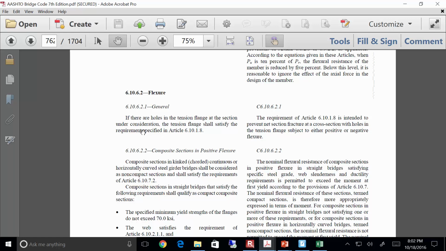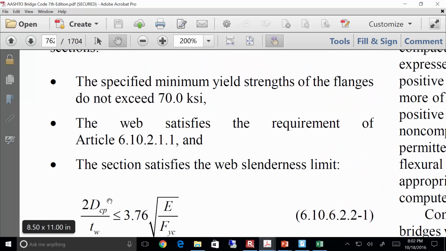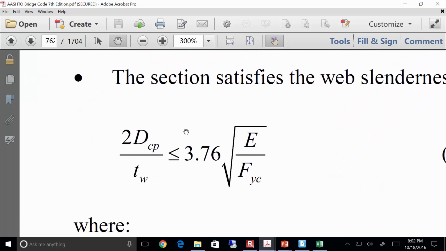All right. Second point, the web satisfies the requirement of 6.10.2.1.1. Anybody remember what that was? That was just D over tw being less than 150, which we met, right? So we're good there. Okay. Number three, we have to meet the following limit. So let's zoom in on this a little bit. Okay. We have to meet the following web slenderness limit. So this is a web slenderness, it's a D over tw, and it has to be less than or equal to 3.76 square root of E over Fy.